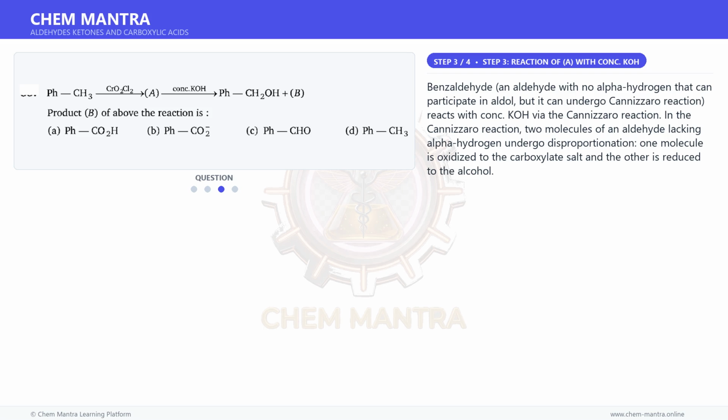Moving on to the next step. Benzaldehyde is an aldehyde with no alpha hydrogen, so it cannot participate in aldol, but it can undergo the Cannizzaro reaction, reacting with KOH. In the Cannizzaro reaction, two molecules of an aldehyde lacking alpha hydrogen undergo disproportionation. One molecule is oxidized to the carboxylate salt and the other is reduced to the alcohol.